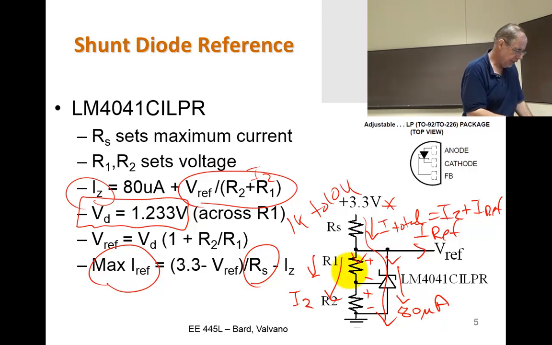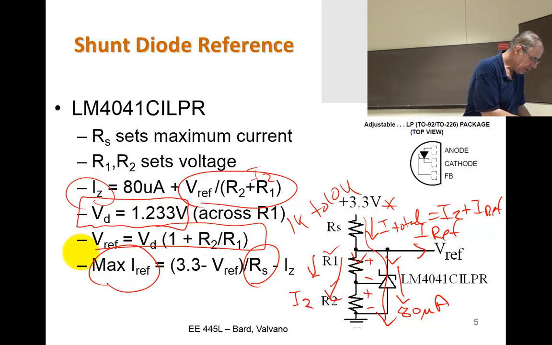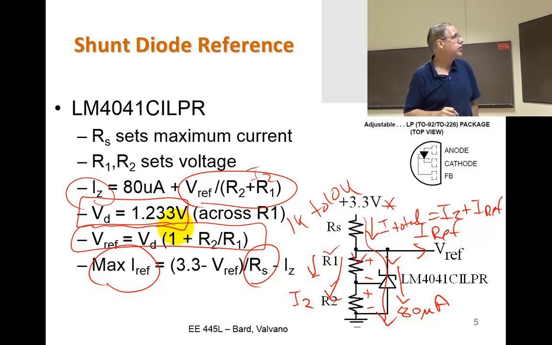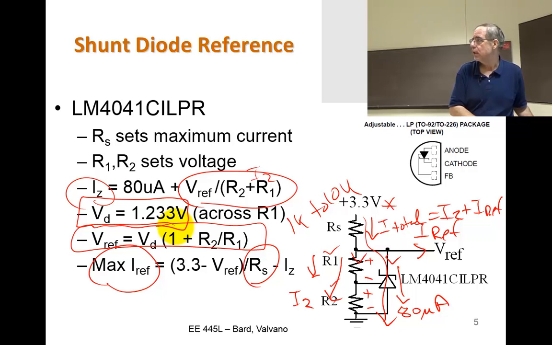These two are fairly easy to get because those show up in the equation for the reference. But the third one's a little bit tricky sometimes. All right. Questions on that?